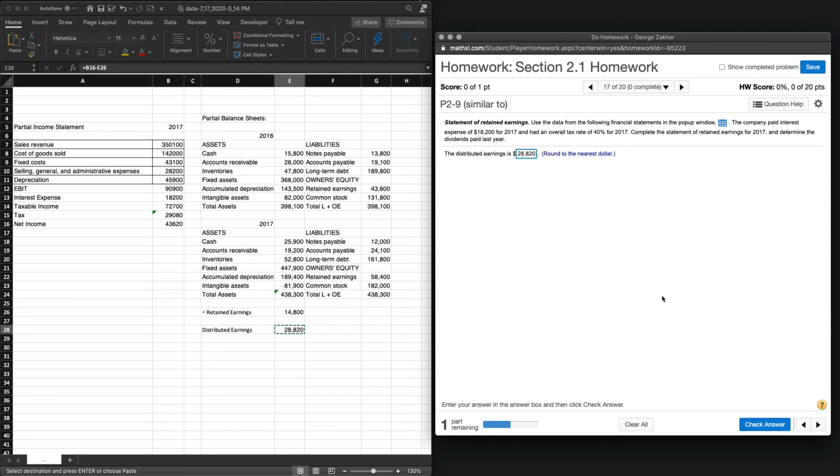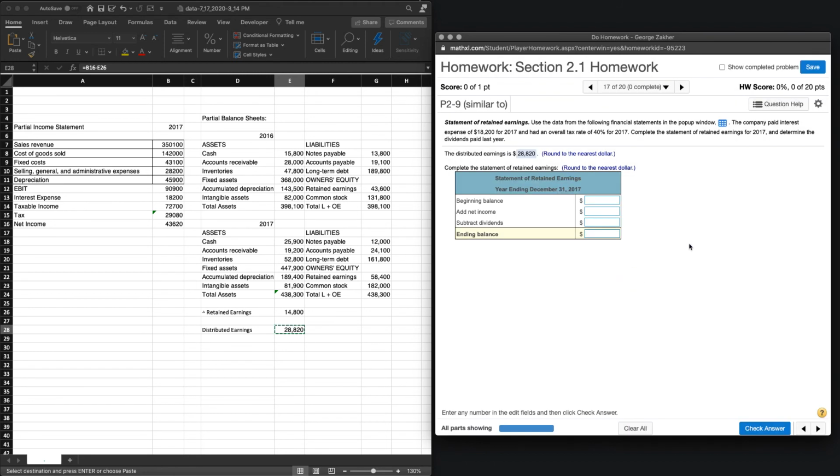As you can see, we now have the opportunity to complete the statement of retained earnings. For our beginning balance, that's going to be the opening balance, which in this case is the retained earnings from 2016. Then we need to add our net income, which we figured out from the income statement. And finally, we're going to subtract our distributed earnings, or our dividends.